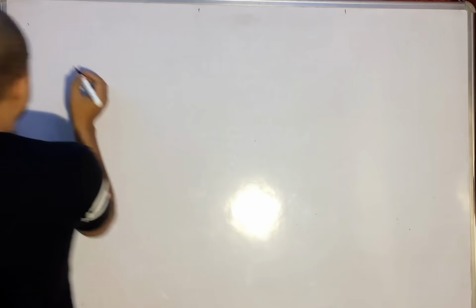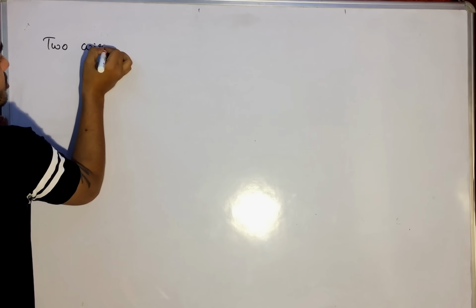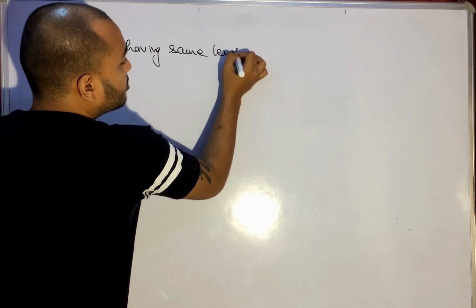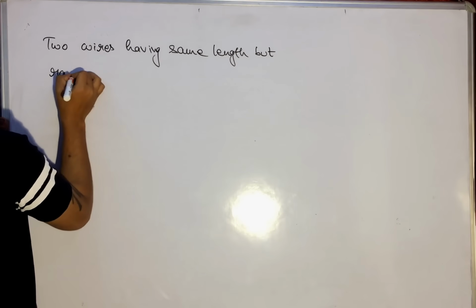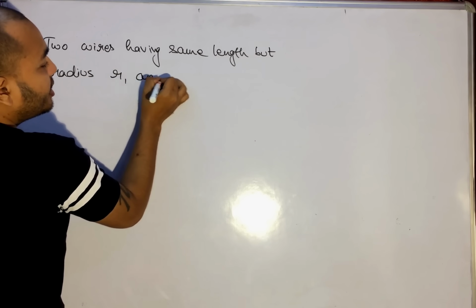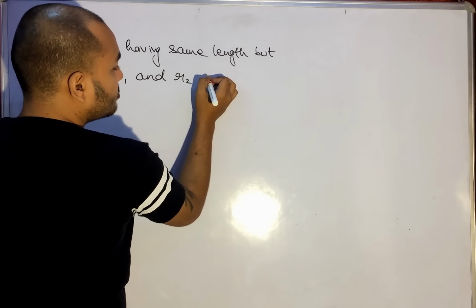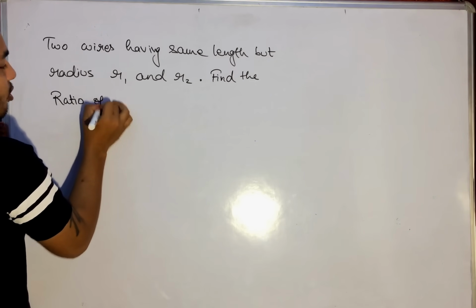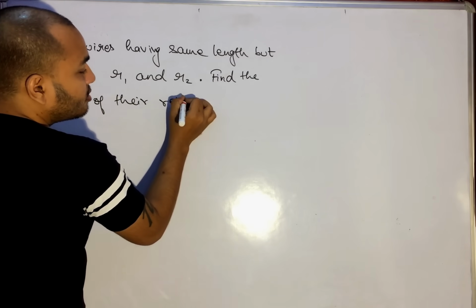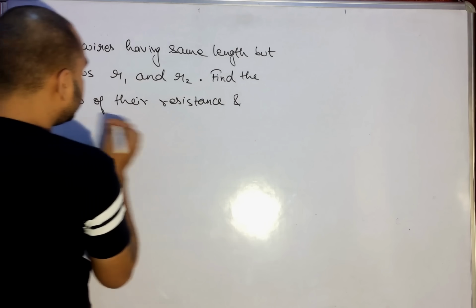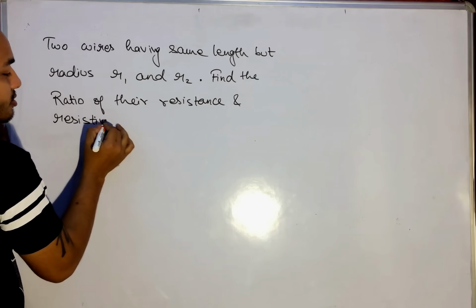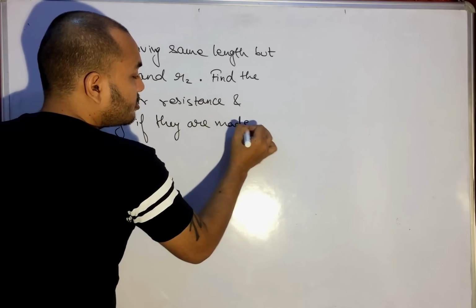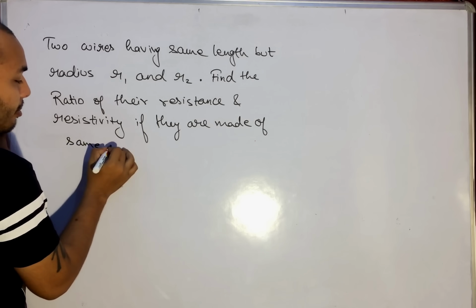Now there is a question. Two wires having the same length but radius R1 and R2, find the ratio of their resistance and resistivity if they are made of the same material.